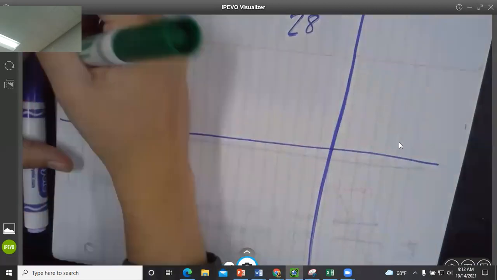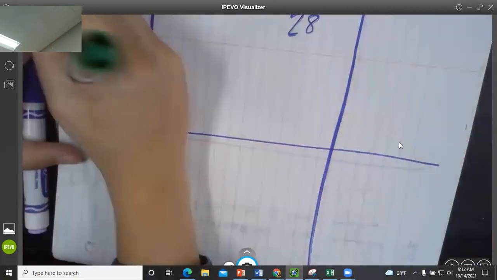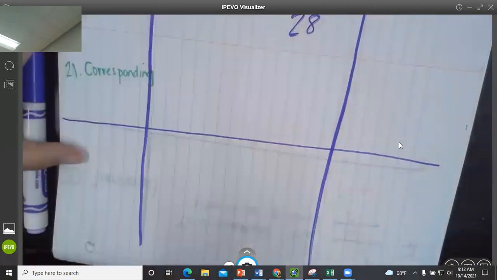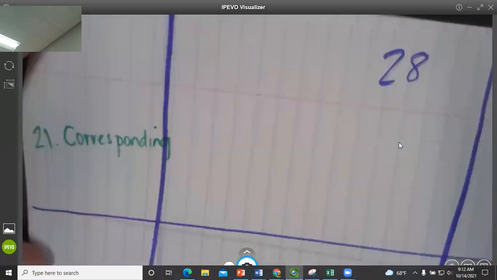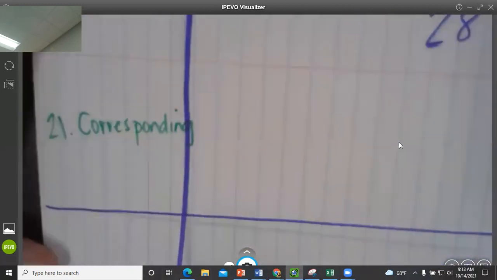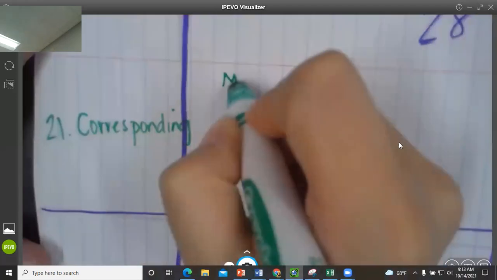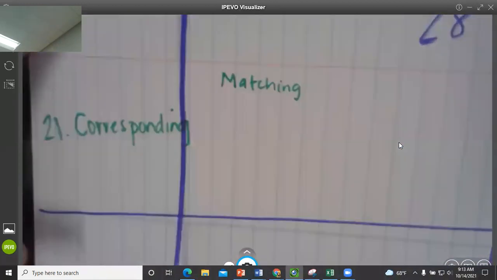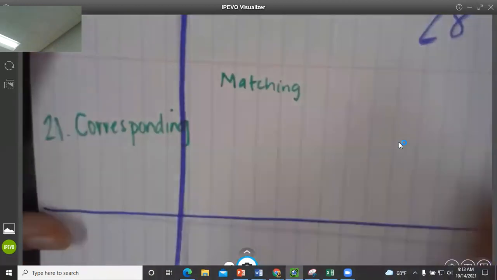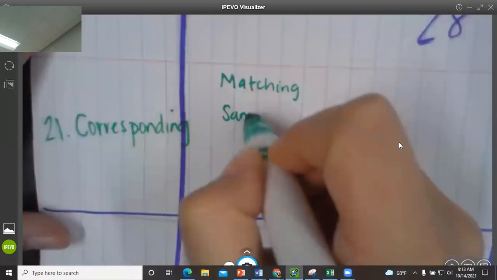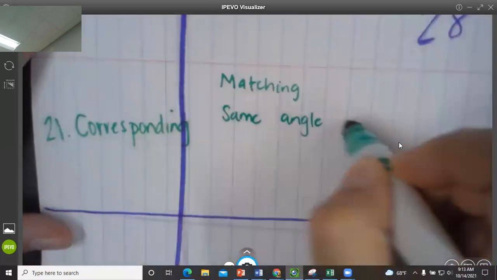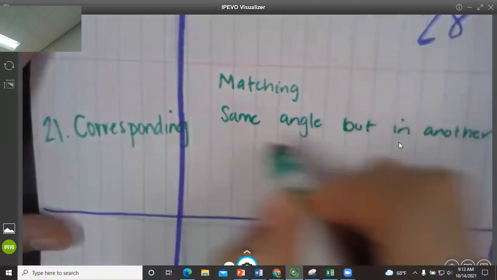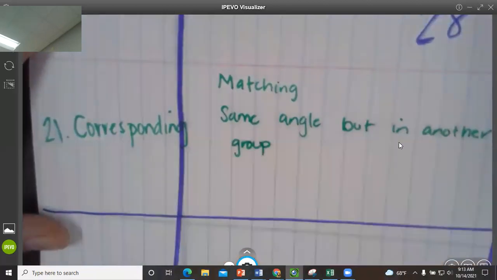Okay, the first kind we have is corresponding. Now the corresponding is the ones that I call matching. They're the same angle, but in another group. Like they're in the same spot, but in a different group.